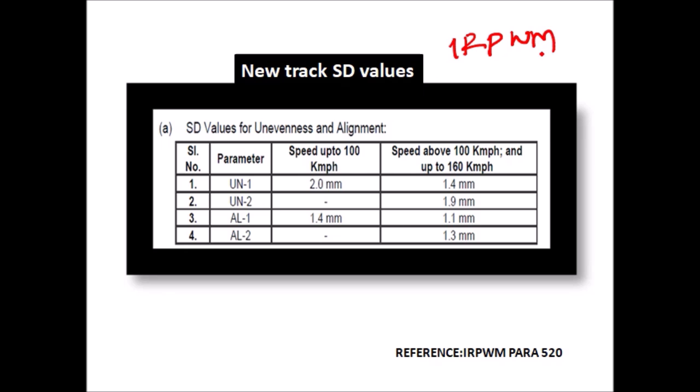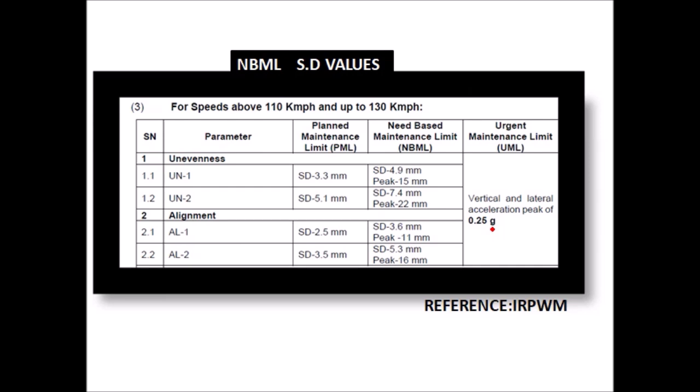This new track SD was provided in IRPWM, right? For a speed up to 100 kmph, unevenness, one means short chord, 2 means long chord. So for a speed of 100 kmph, it is 2 mm. So this is N equal to 2 mm. For a speed of 100 to 160, N is equal to 1.4 mm, and over long chord it is 1.9 mm. Similarly for alignment, for a speed of, let us say, 130, N is equal to 1.1, and for long chord it is 1.3.